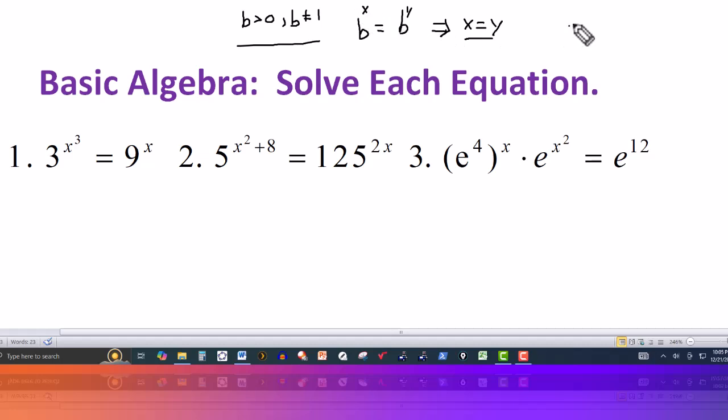So in other words, if I give you, say, 2 to the third is equal to 2 to the x, well, 2 to the third is 8. So the only way that could equal 2 to the x is if x is the same thing as 3. Okay, so with that in mind, let's look at the first equation.